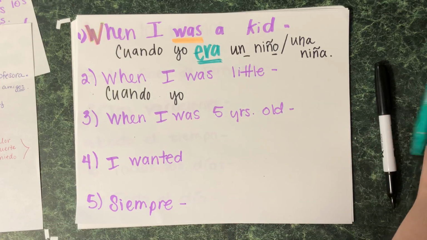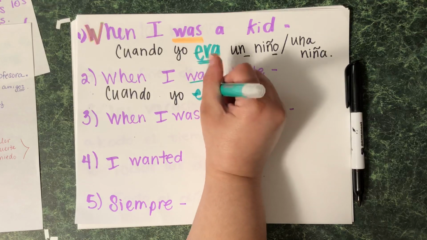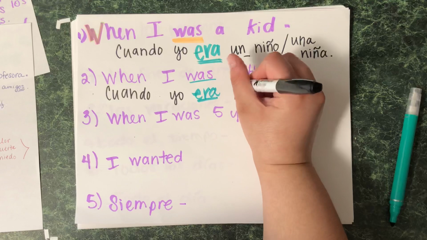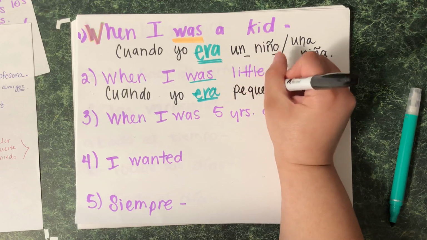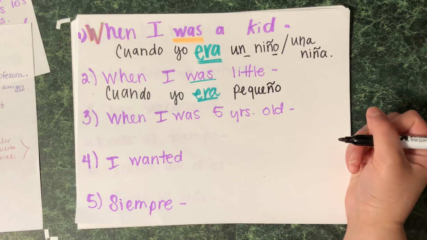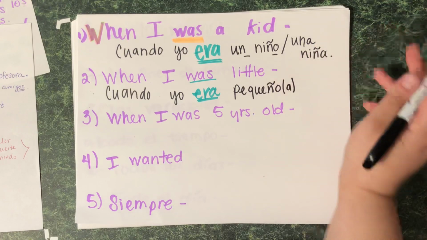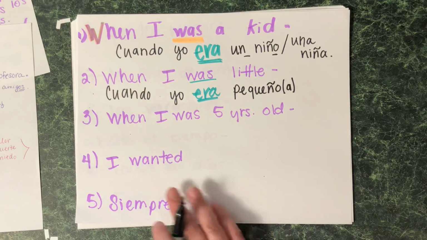So cuando yo, and then right here to say was, era, and then little. Starts with a P. Anybody knows? Pequeño. Now, if you're a girl, you'll have to change that to pequeña. Okay? Make sure that it always agrees with who you're talking about or who is speaking. Okay? Next one.